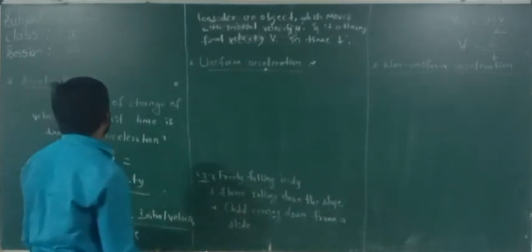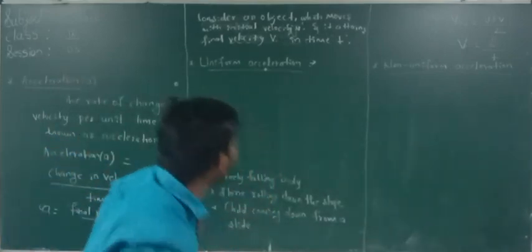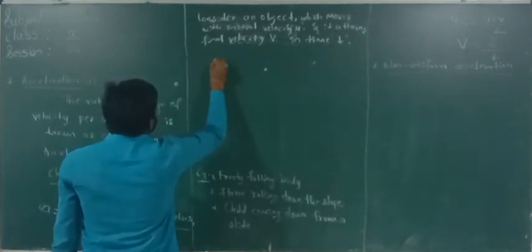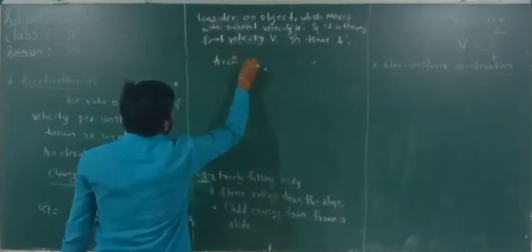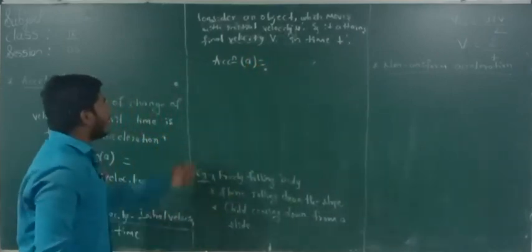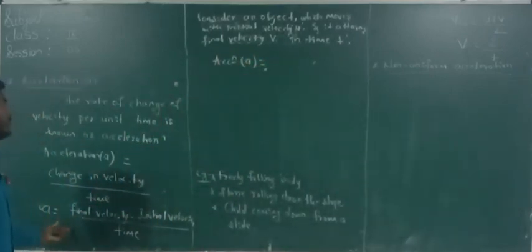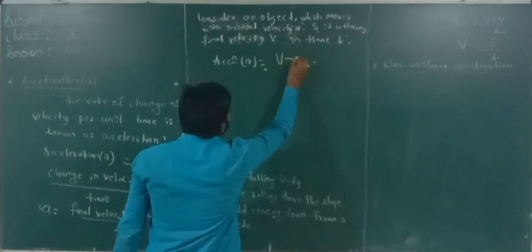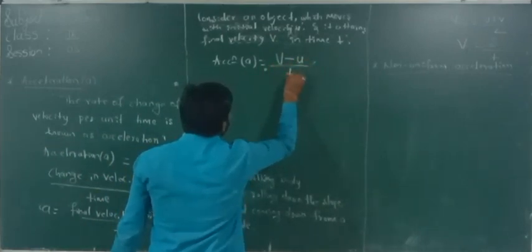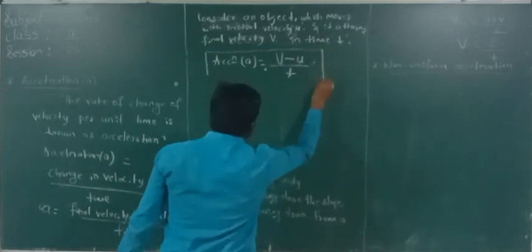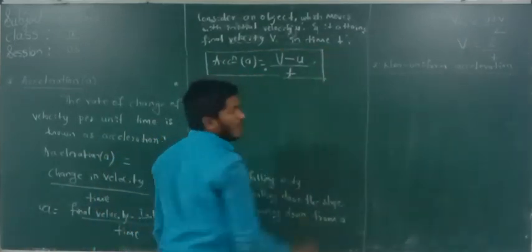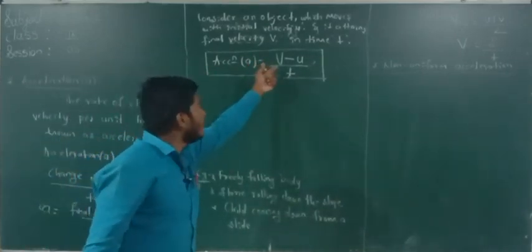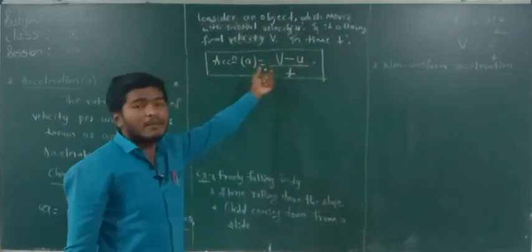Therefore, acceleration of the object A is equal to... here, what is initial velocity? Here substitute the values. Acceleration A is equal to final velocity v minus initial velocity u divided by time t. This is the required expression to calculate acceleration of an object. You have to remember, acceleration of an object A is equal to final velocity minus initial velocity divided by time t.